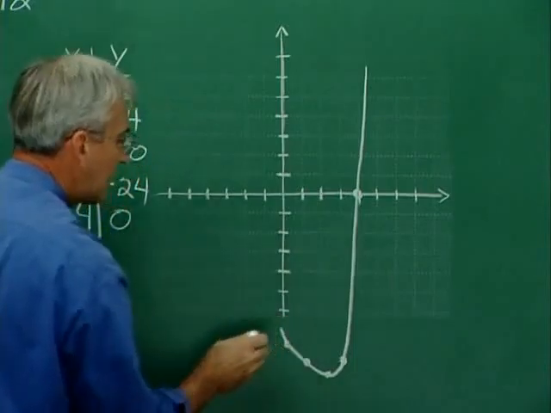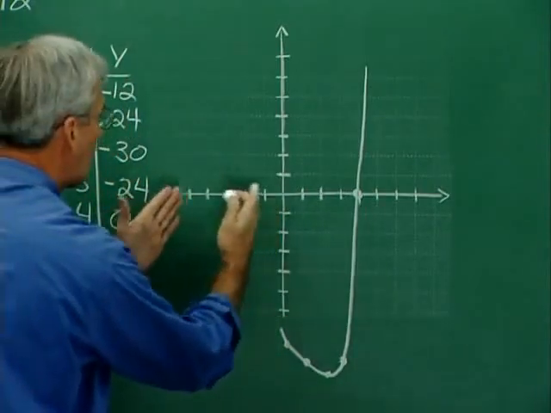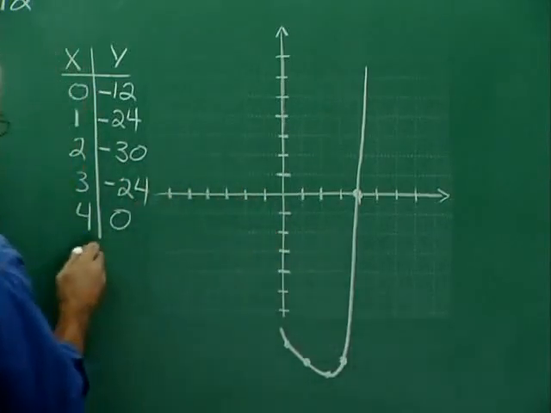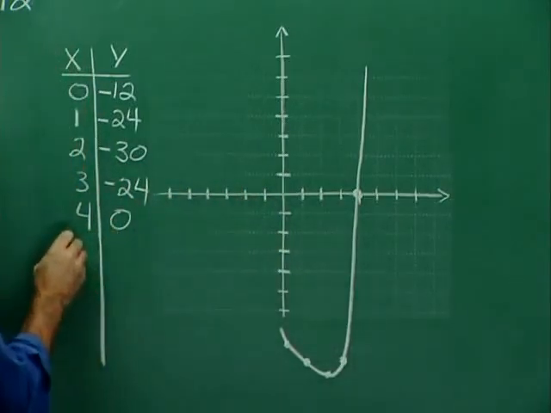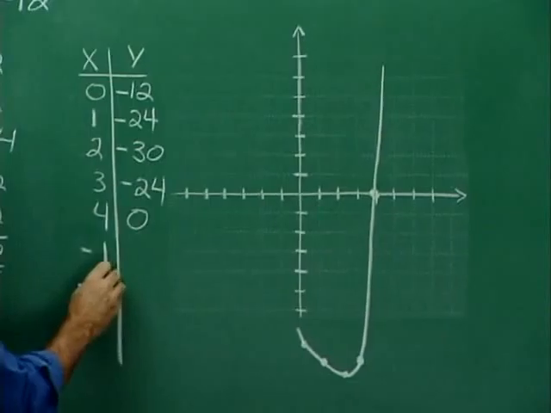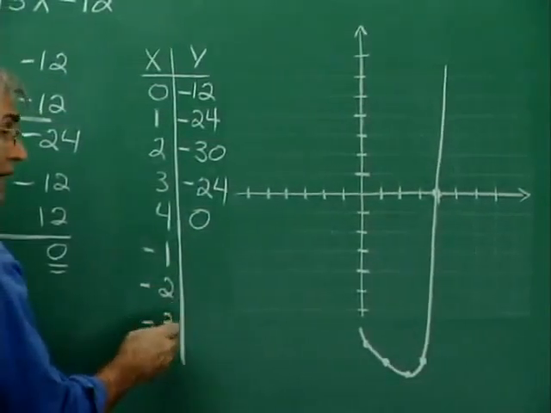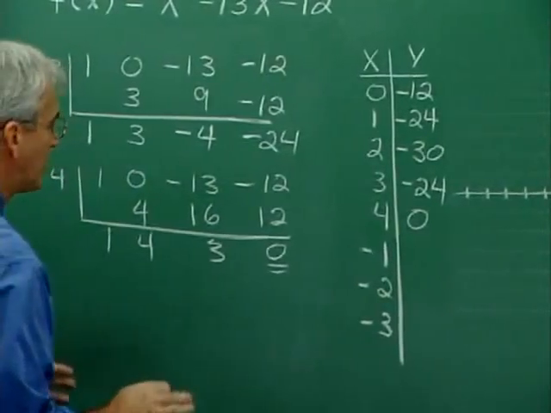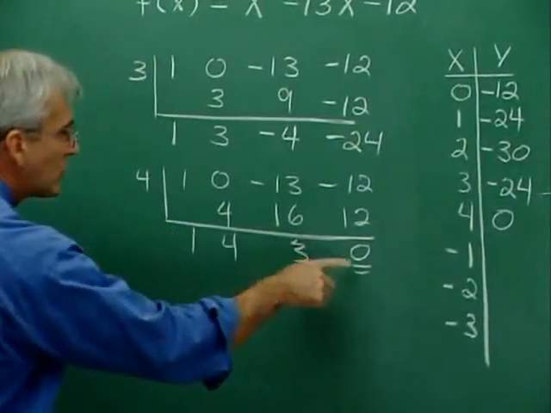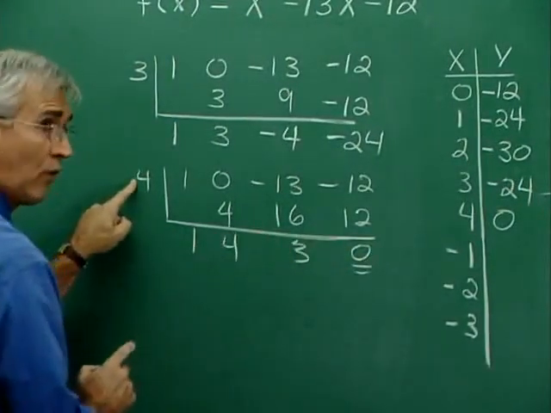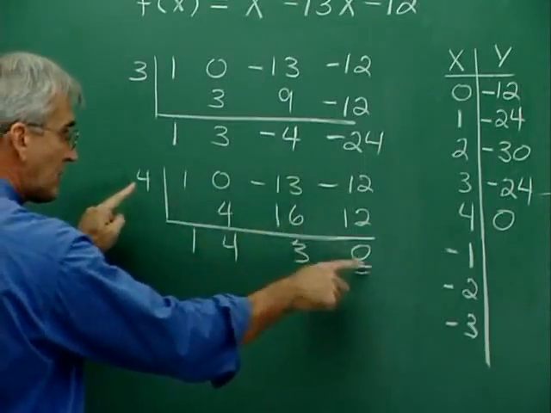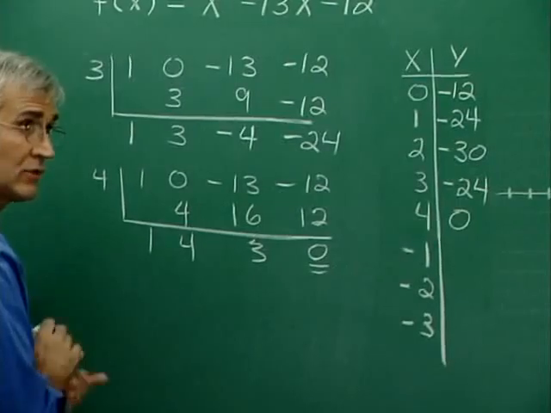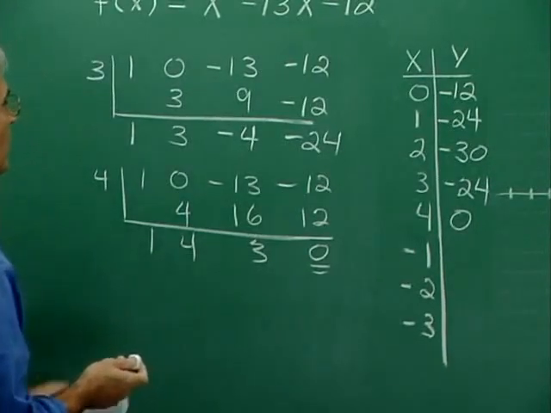All right, now we'd like to know some things about the behavior of the graph to the left of the origin. So we'd like information about f of negative 1 and maybe negative 2 and maybe negative 3. And we can use this same technique of synthetic division. But you know what? Since we got a 0 of our function at 4, if 4 is a 0, then x minus 4 is a factor.